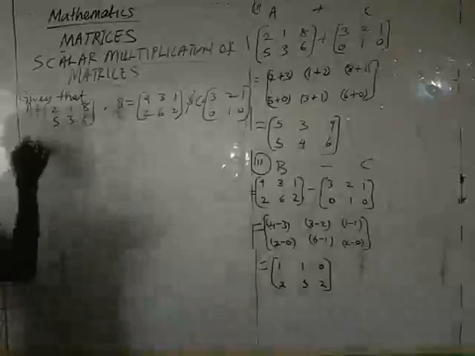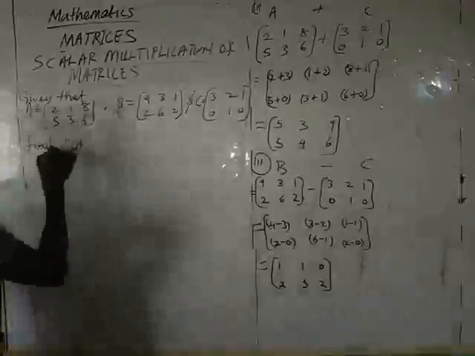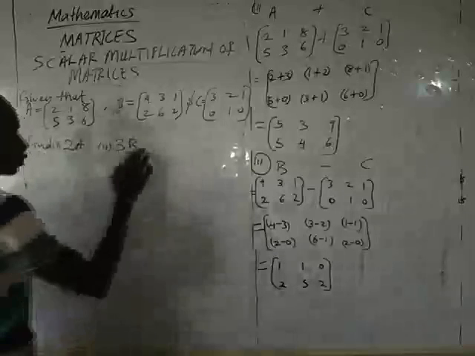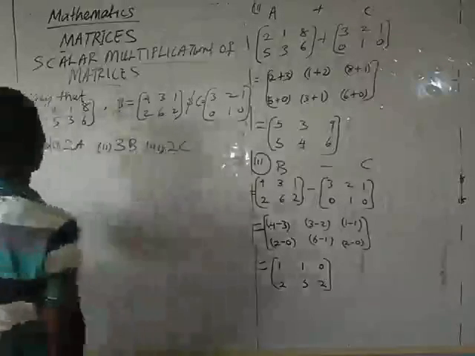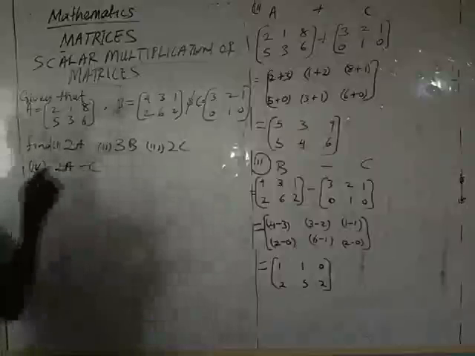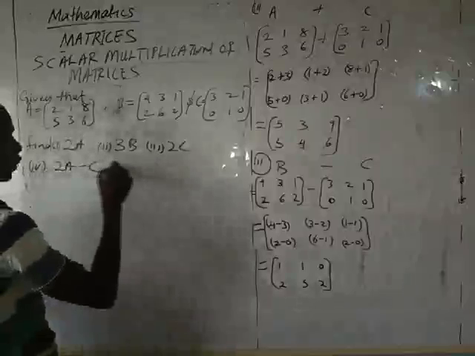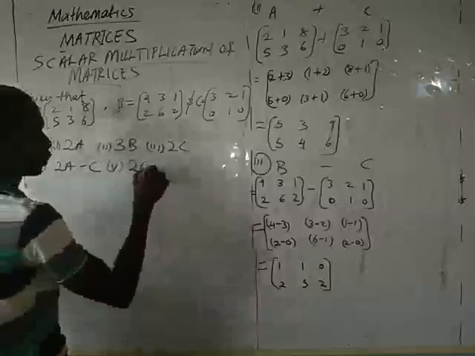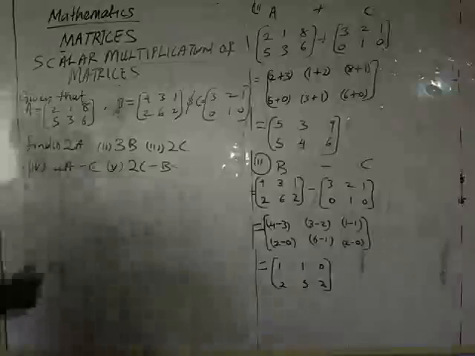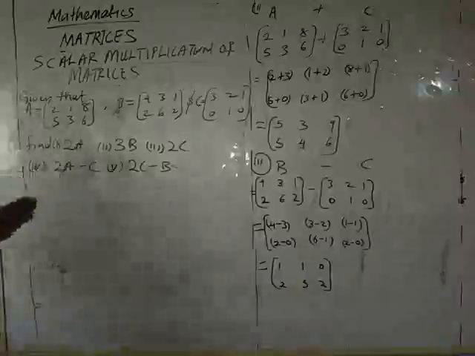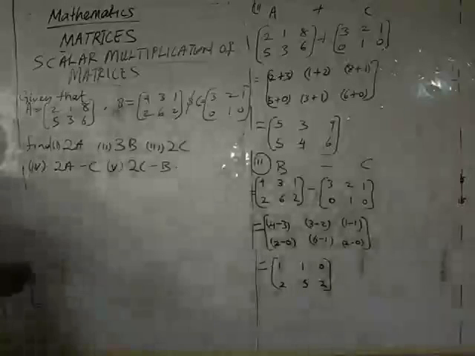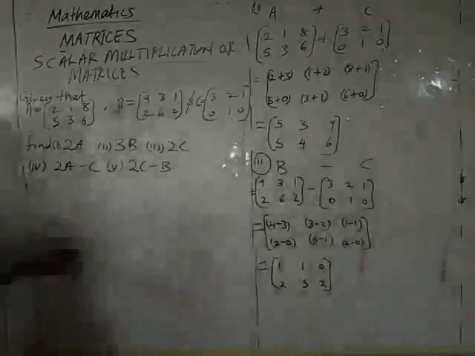So from here now, if I'm to have a scalar multiplication, find 2A, 3B, 2C. Then also we can go further to find 2A minus C. Then to the last one, I can go further to say I want to find 2C minus A or minus B. Now, let's move to this. The scalar multiplication simply involves the multiplication of the value having its distributive effect on every element in the matrix, meaning it's going to multiply every element in that matrix.